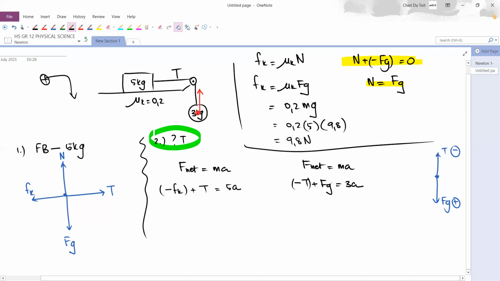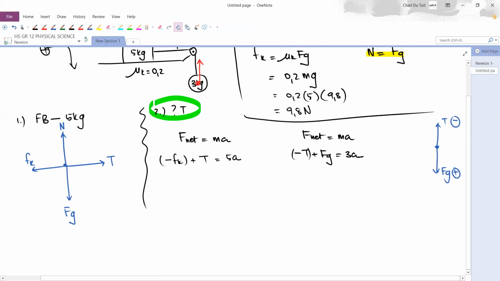There's my two Newton 2 equations. Okay, now I can put in the frictional force. It's negative 9,8 plus T equals 5A. And I'm going to make T the subject of the equation. So I have T equals 5A plus 9,8. That is my first equation.